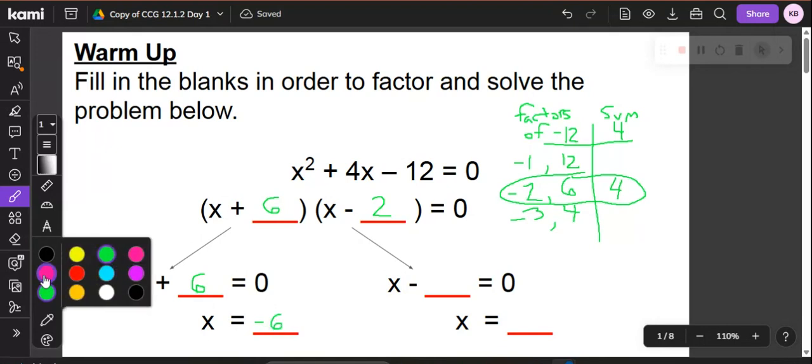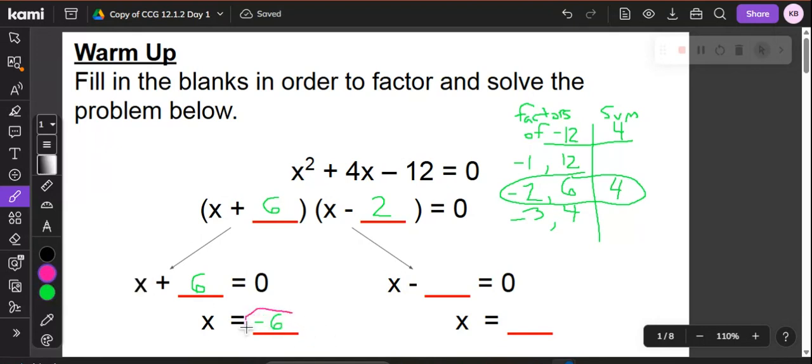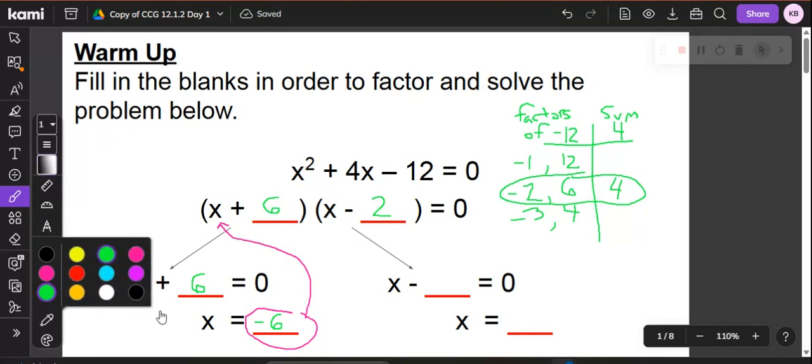And remember, if you take this negative 6 for x and you plug it back into x here, it would make sense that negative 6 plus 6 is 0, and then anything times 0 equals 0. So this checks out. My first answer here is negative 6.